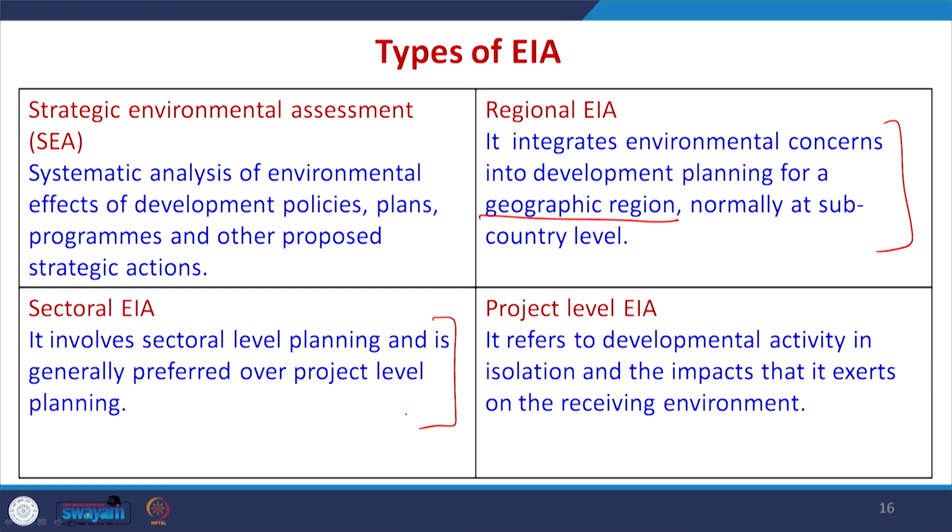Then project level EIA refers to the development activity in isolation and the impacts of it which are exerted on the receiving environment. So, this is the usual project level EIA for any industry, for individual industries, for individual projects. These EIAs have to be carried out.